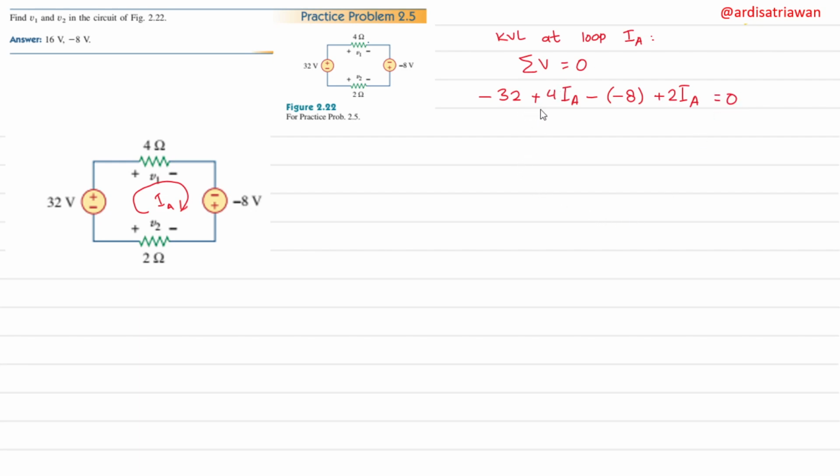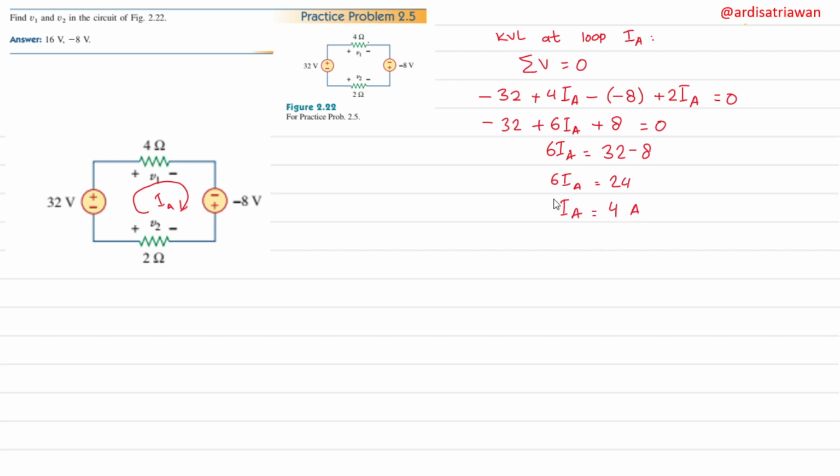And let's see what we can simplify here. I can move this minus 32 and this minus 8 maybe to the right hand side, but first I want to make the sign easier to see, so minus and minus becomes plus, so that is plus 8. And then for IA, 4IA plus 2IA becomes 6IA. Is it? Yeah, I think that's true. And then 6IA becomes 32 minus 8, right? And so I'll have 6IA is equal to 24, and then IA is 4 ampere.